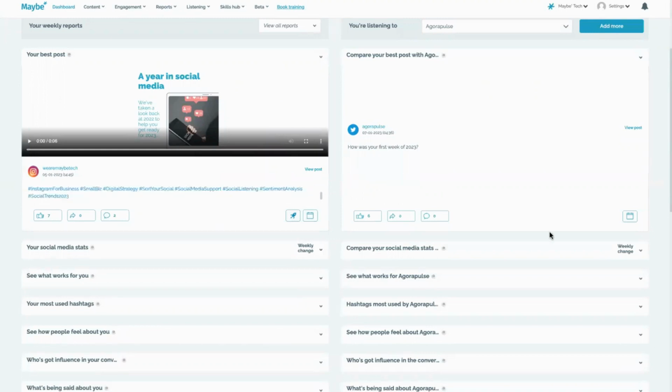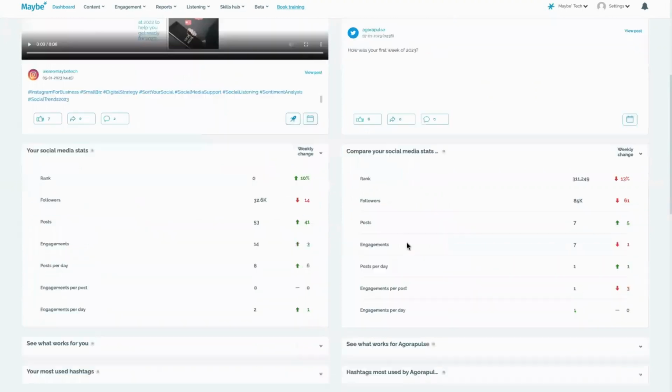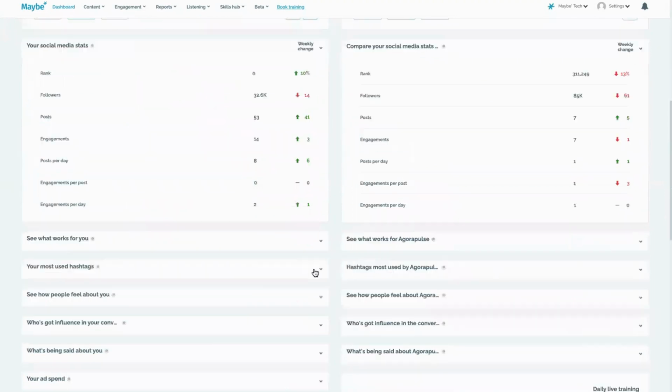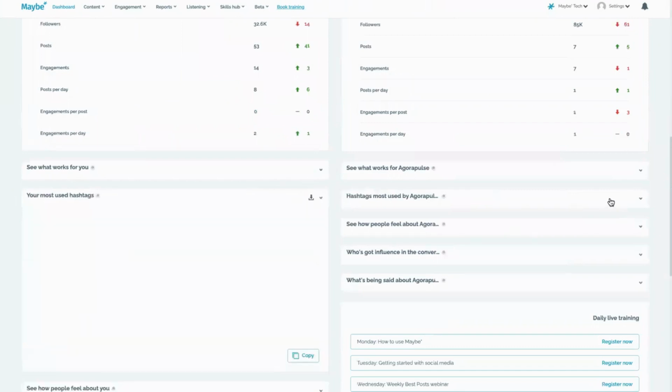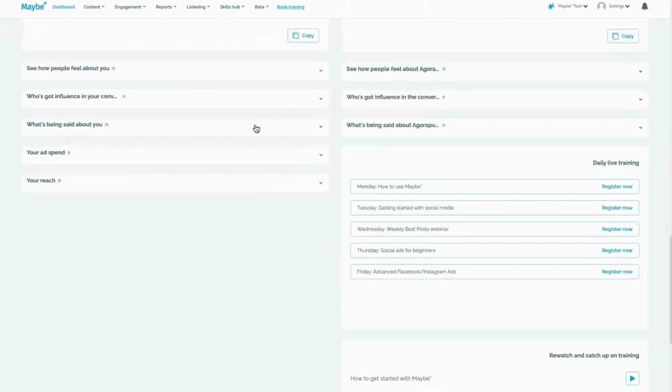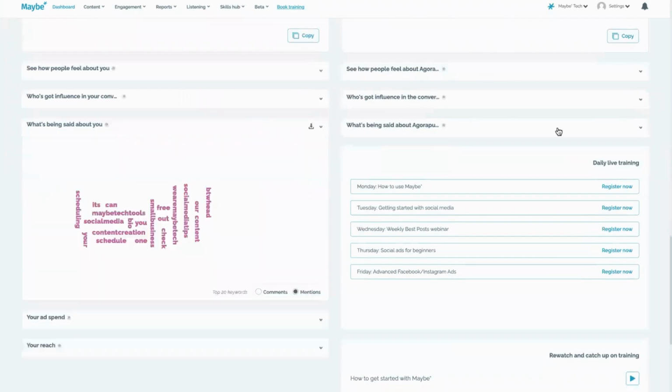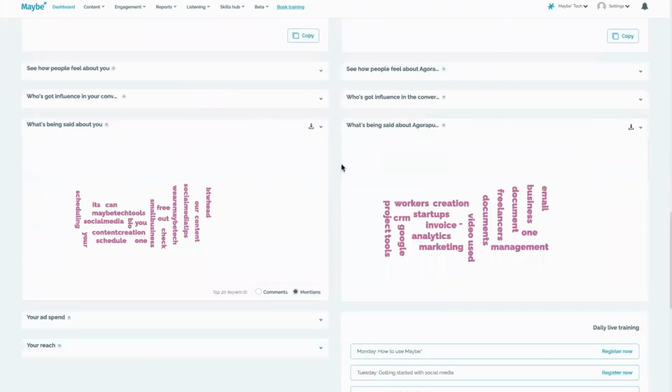They can start to go into their social stats to understand where they rank in terms of posts per day, engagement per post, engagements per day. They can start to look at things like hashtags. They can start to see how people feel about them. They can see the sentiment. You can see what's been said about you versus what's been said about your competitor. So you can really start to build up a picture as to what's working and what's not on social media.